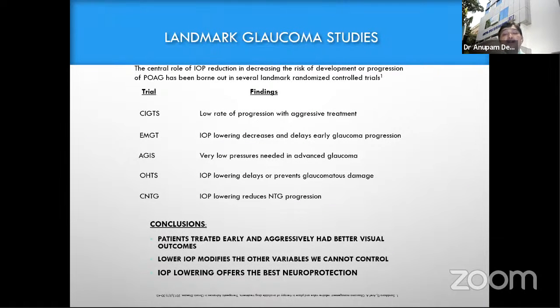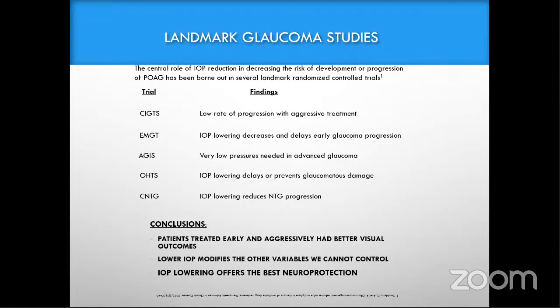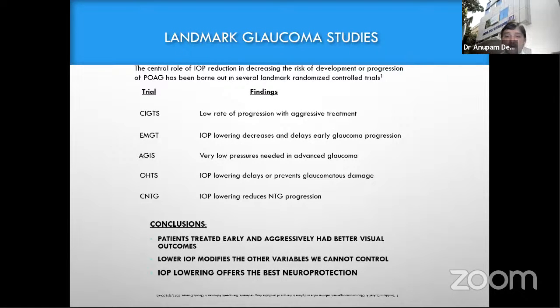There are a lot of landmark studies which have been done in glaucoma, and the conclusion of all those studies is basically that patients treated early and aggressively had better visual outcomes. Lower IOP modifies the other variables we cannot change, because we know that pressure is the only modifiable factor that we have in our hands. Rest, we cannot change anything else. IOP lowering offers the best neuroprotection.